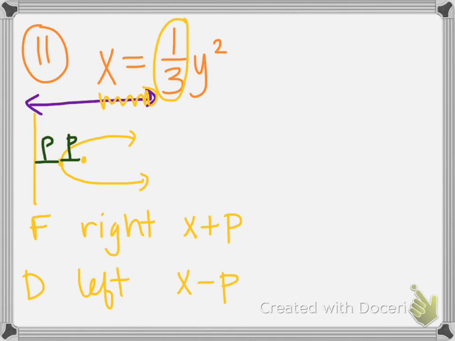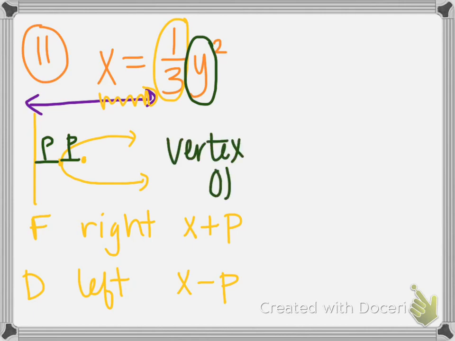In this problem, once again, I don't have anything added to or subtracted from the y inside parentheses. So in this case, the y value for the vertex is going to be 0. And since I don't have anything added to or subtracted after the squared, my x value is going to be 0 as well. So my vertex is at 0, 0.